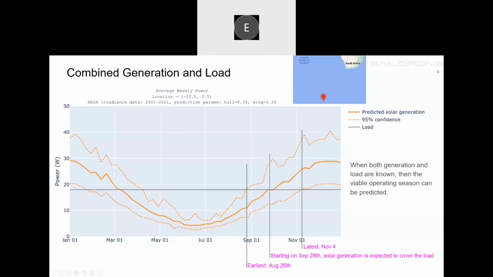So once we have the load and we have the generation, then we can do things like what's shown here on that center vertical line, which says starting on September 28th, solar generation is expected to cover the load. And then if you continue through the year and then to the beginning of the next year, then you see the first week in March, the generation drops below the load again, and that means that we need to get out of that area because we don't have enough power to run the system. Or we need to turn off sensors, something like that.